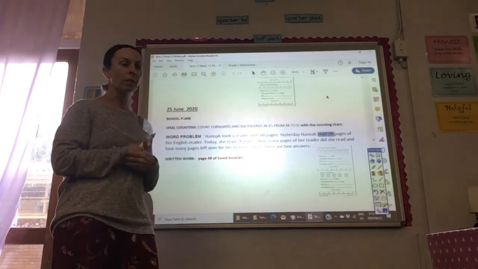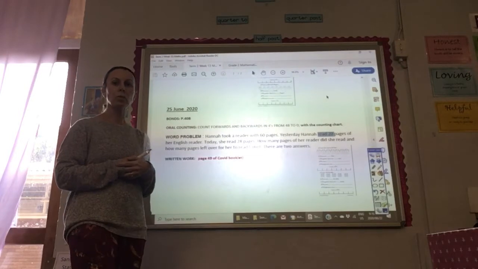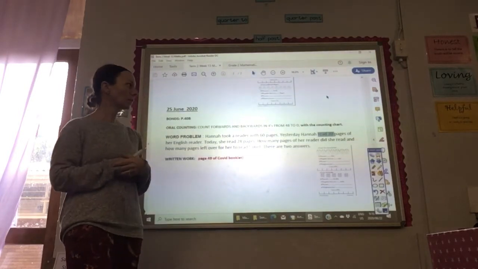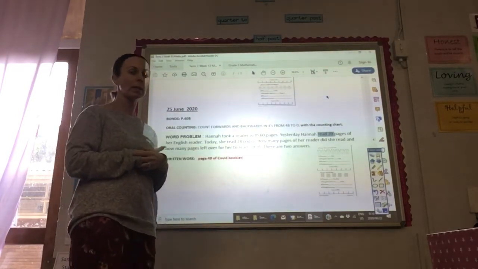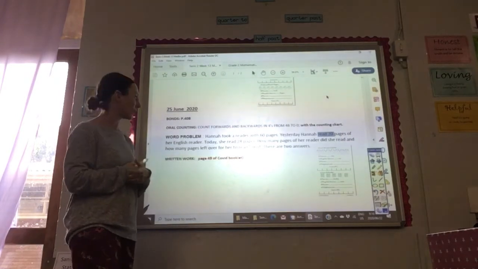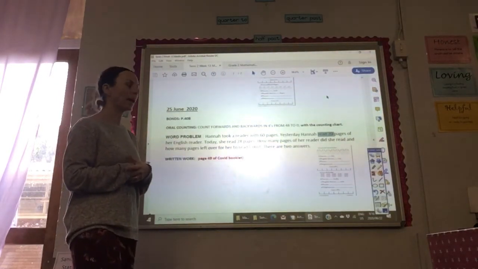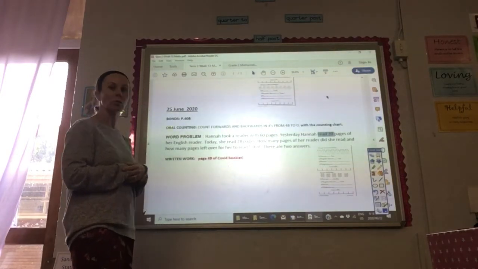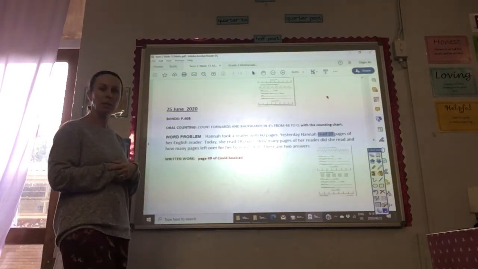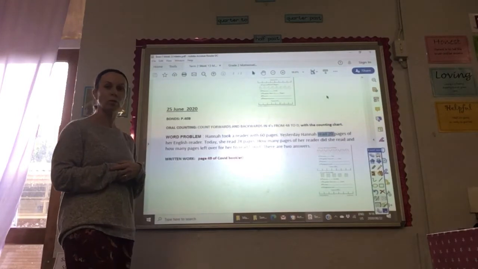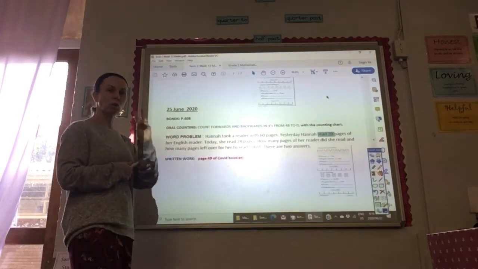The problem solving. Hannah took a reader with 60 pages. Yesterday, Hannah read 20 pages of her English reader. Today, she read 28 pages. How many pages of her reader did she read, and how many pages left over for her to read? Right, there are two answers here.